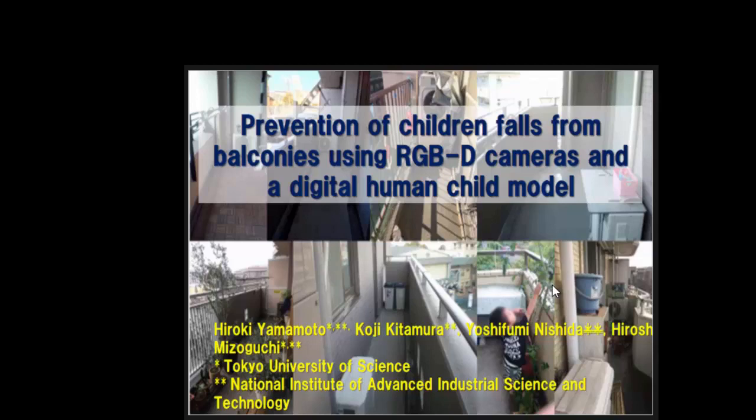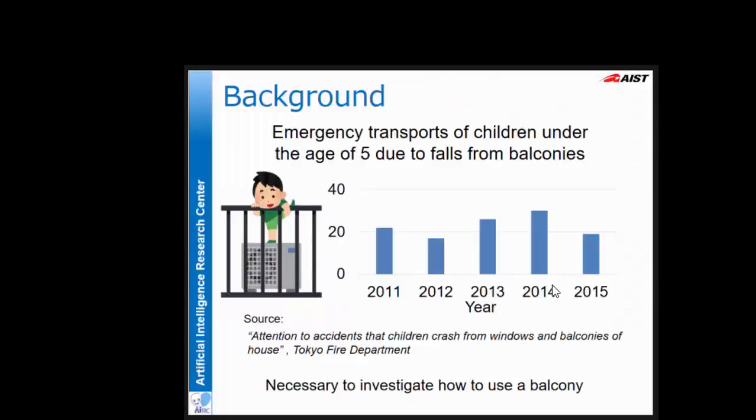Chairperson. Today, I'm talking about a new approach to prevention of children falls from balconies using sensors. There are many accidents in Japan where children fall from the balcony. This graph shows the emergency transport of children under the age of 5 due to falls from balconies in Tokyo from 2011 to 2015. As you can see, about 20 children fall from the balconies every year.